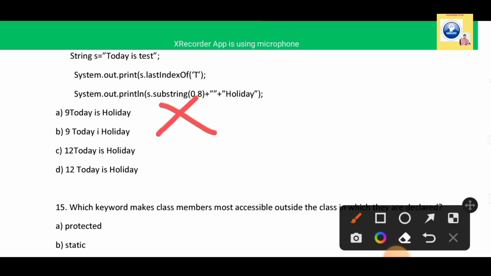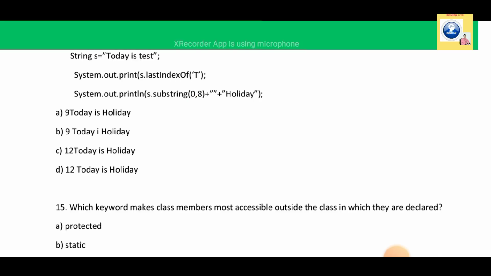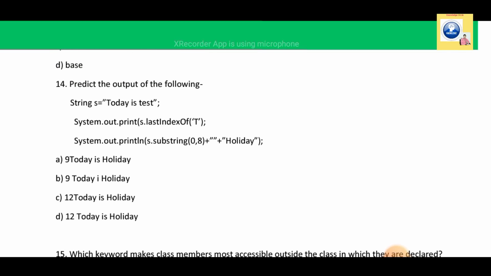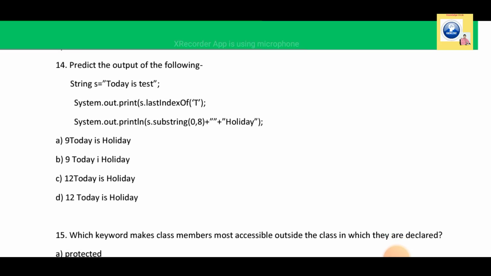Now we are going here with the next one. System.out.println s.substring 0 to 8. 0 to 8 means the beginning will be from 0, and up to 8 means we have to exclude the last one, 8. So up to 7 characters. So let us go here. Today is test. So 0 means T, 1 O, 2 D, 3 A, and 4 Y, 5 space, 6 i, and 7 s. So "today is" will be printed.